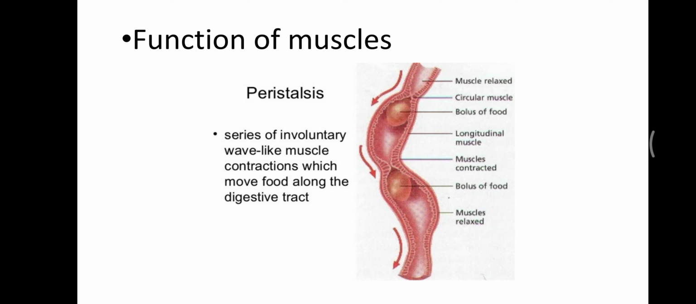The wall of the gut, for example the wall of the intestine, constricts and becomes narrower but longer. Here you can see at the site of contraction, the wall will be narrow and it will become longer. The food is thus squeezed or pushed forward. Due to this contraction, this bolus of food, this part of food, will be pushed forward.